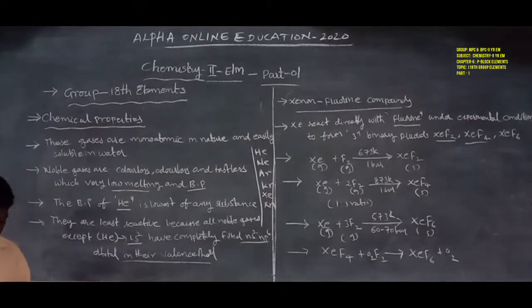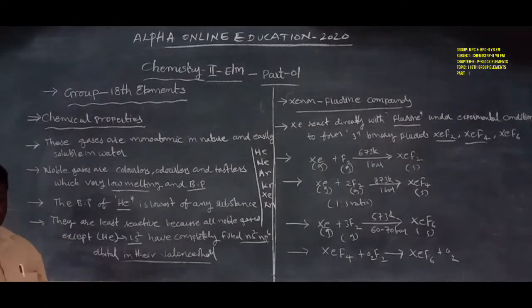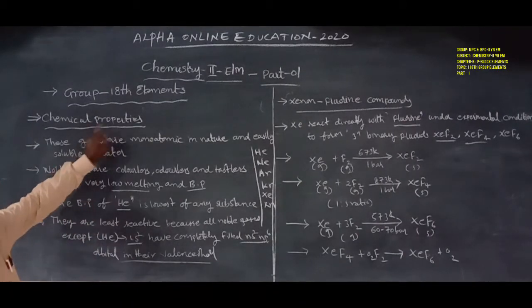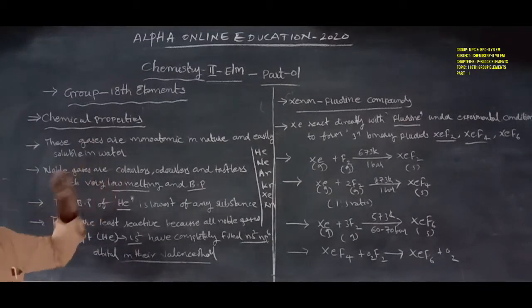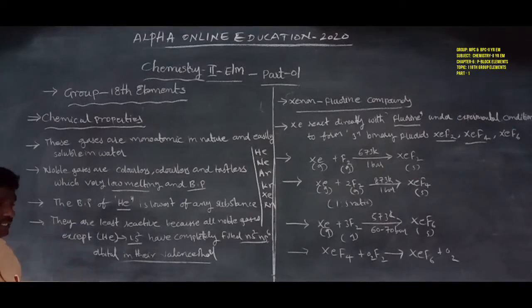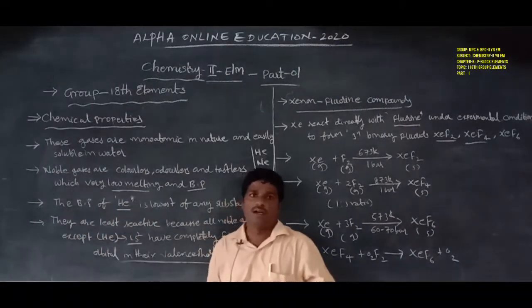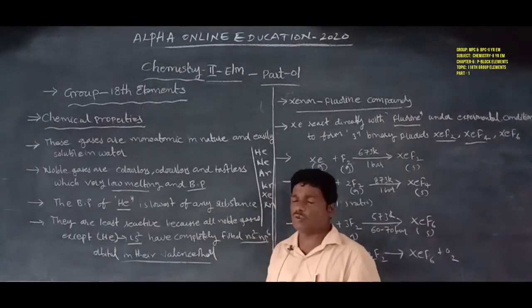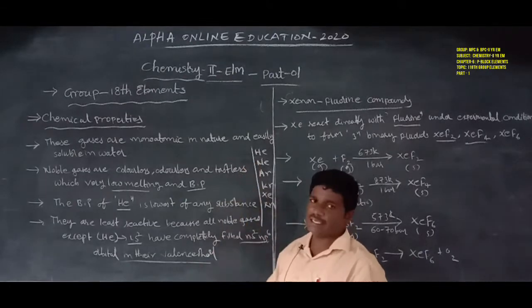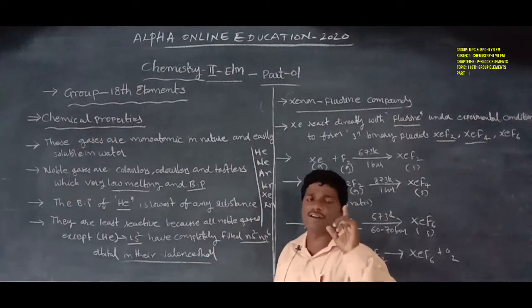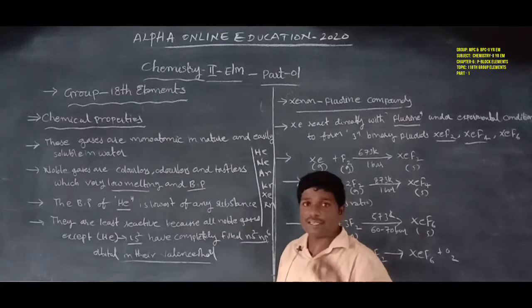That is the first physico-chemical property of the 18th group elements. All noble gases are monoatomic and easily soluble in water, or easily dissolved in water molecules. Mono means single, only one atom. That is also known as monoatomic nature.